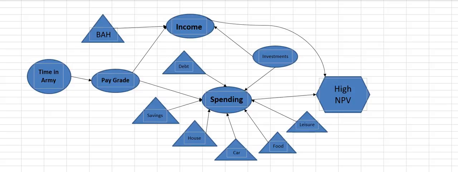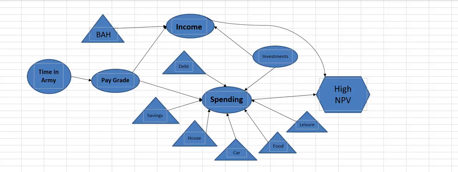There are two factors that affect the net present value, and these are spending and income. The spending is influenced by a multitude of different variables relating to the cost of living, including but not limited to debt, savings, housing, cars, food, leisure, and investments.